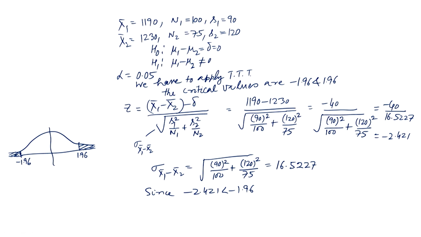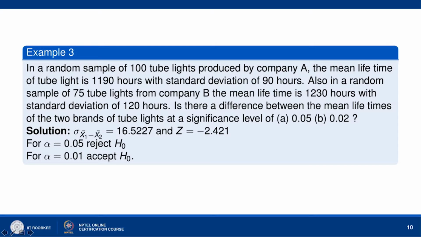therefore we are in the critical region, this and this critical region. So, we have the result that H naught is rejected, which means that there is significant difference between the two populations, between the tube-lights manufactured by company A and tube-lights manufactured by company B.